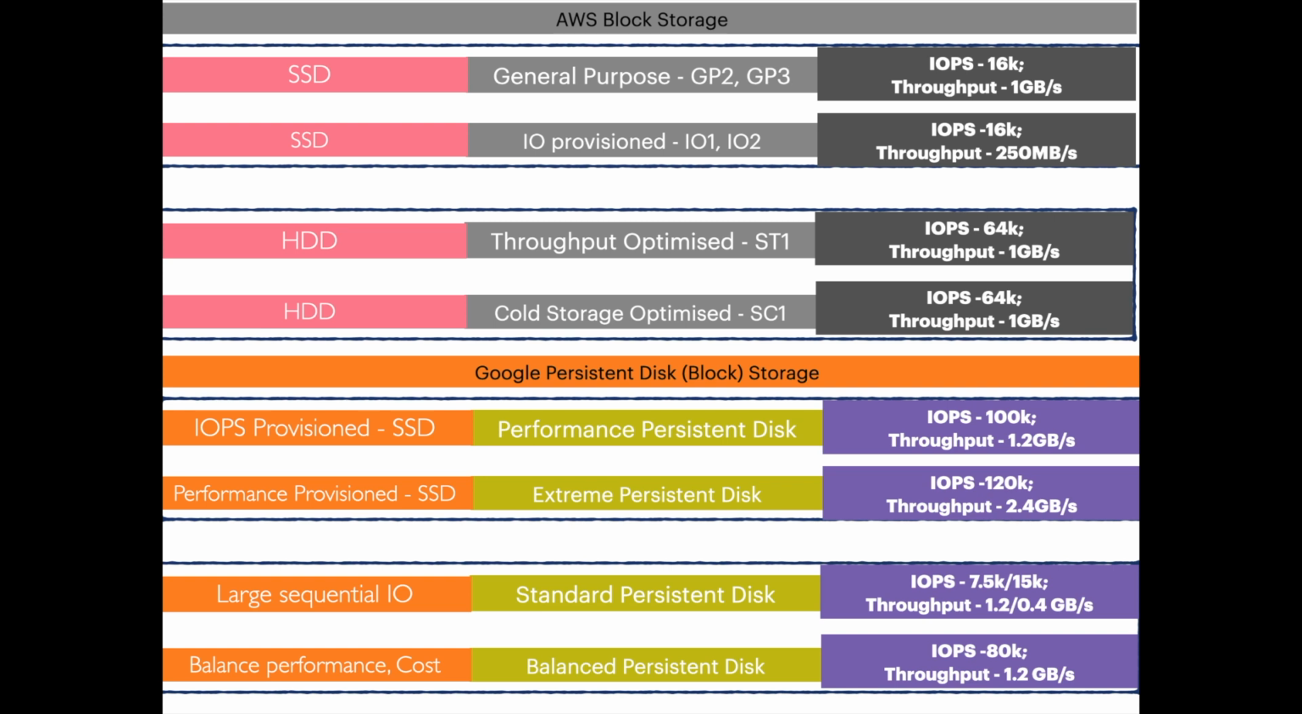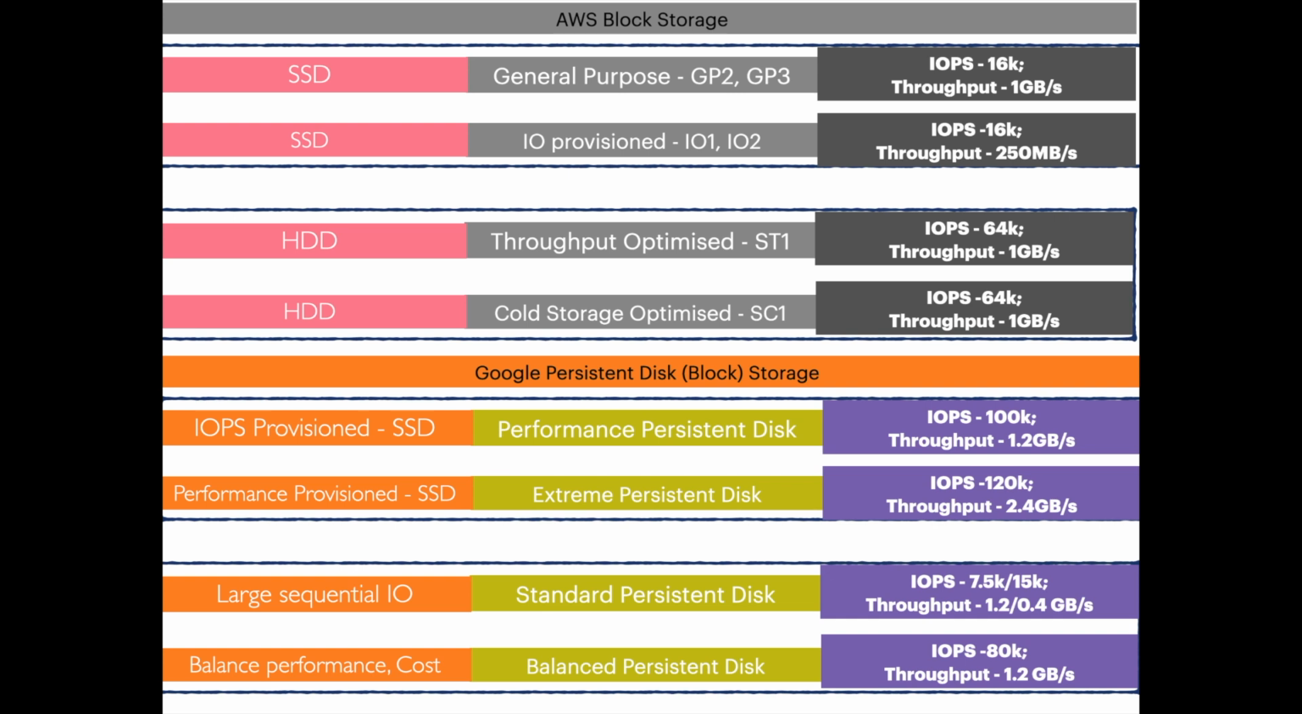So if we compare the data in terms of IOPS and throughput between the SSD options amongst the two cloud providers, the SSD option in AWS offers 16K IOPS, whereas in Google it goes up to 100 to 120K.